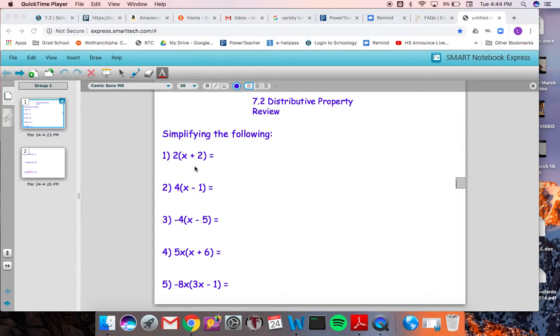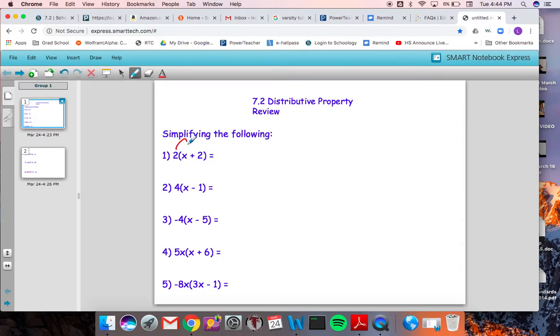So write down the following problems on the screen here, 1 through 5, and then there's a couple on the next screen, I think. So we're just multiplying. It says simplify the following. Number 1, 2 times x plus 2. So you all know how to do this, not hard.